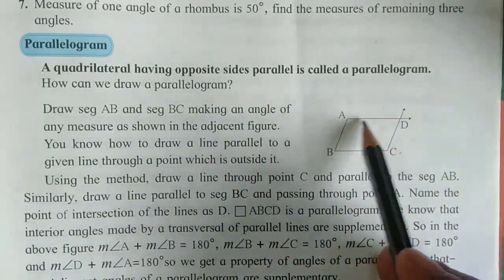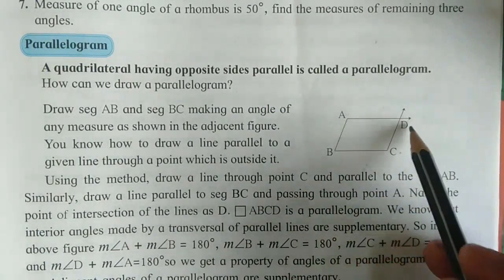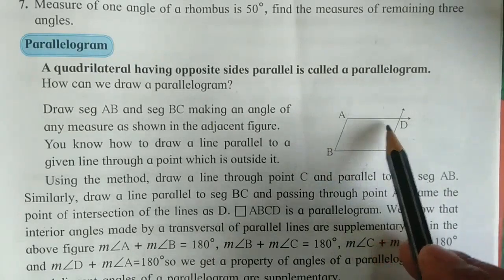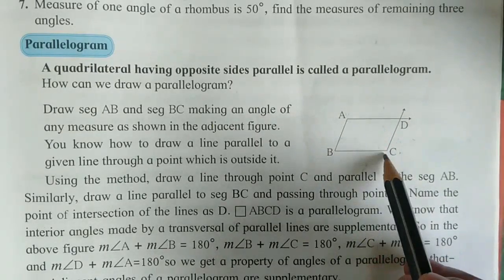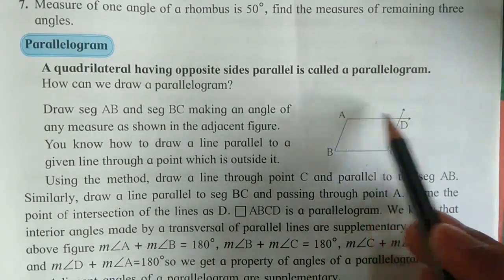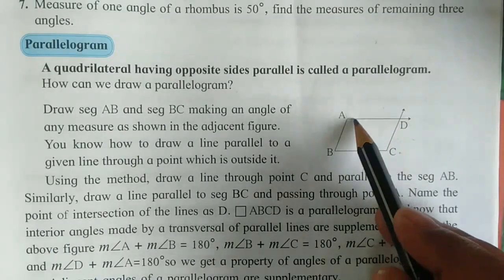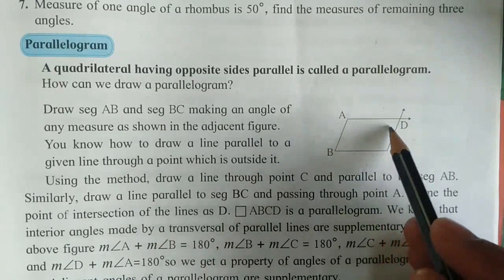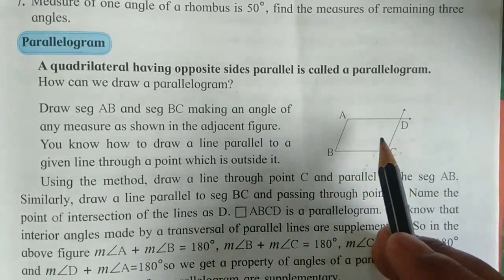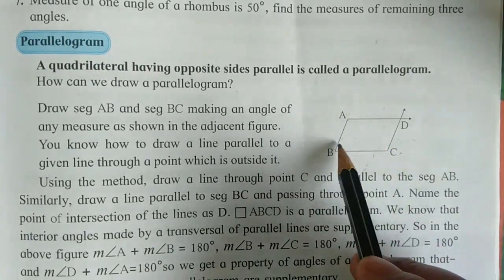See here, opposite sides are parallel. Means here the side AB and side DC are parallel to each other because their distance is the same. And the second is side AD and side BC are parallel to each other because the distance between them is the same throughout the plane. Understood? Means the opposite sides of parallelogram are congruent.